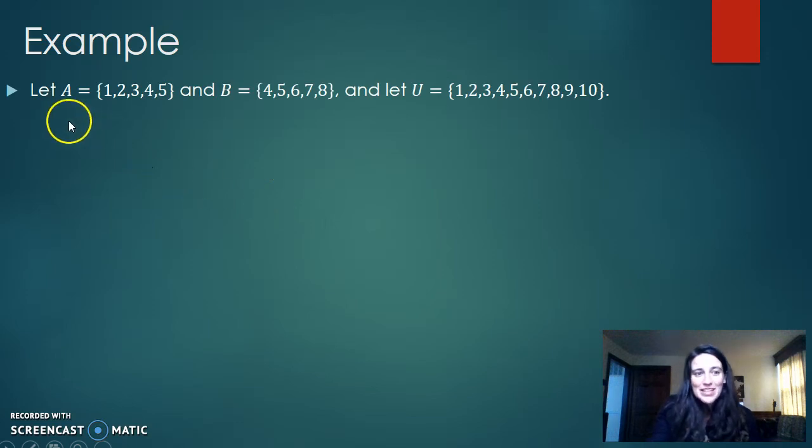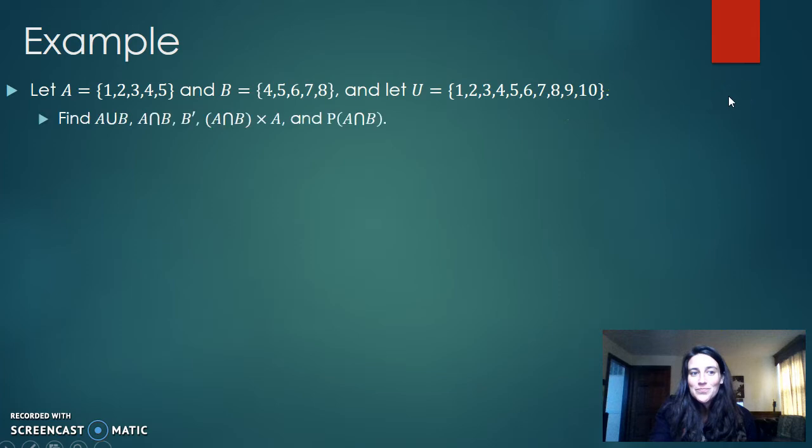Let's look at an example. So let A be the set containing 1, 2, 3, 4, 5, and B be the set containing 4, 5, 6, 7, 8. And let's let the universal set be all of the natural numbers 1 through 10. Let's try and find A union B, A intersect B, B complement, (A intersect B) cross A, and the power set of A intersect B.